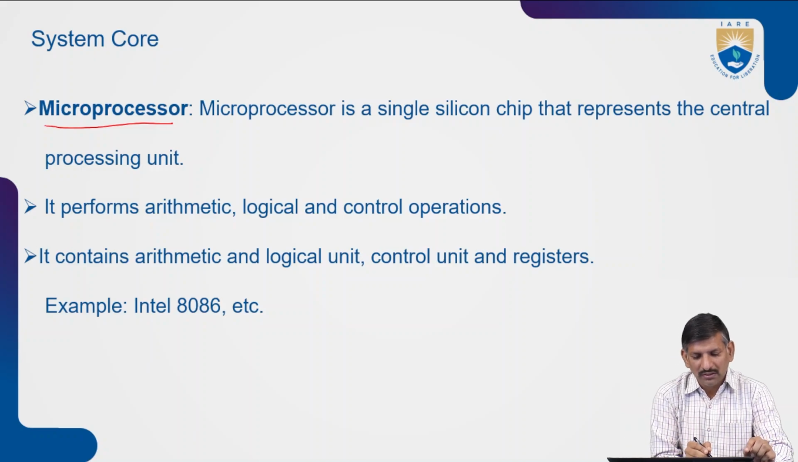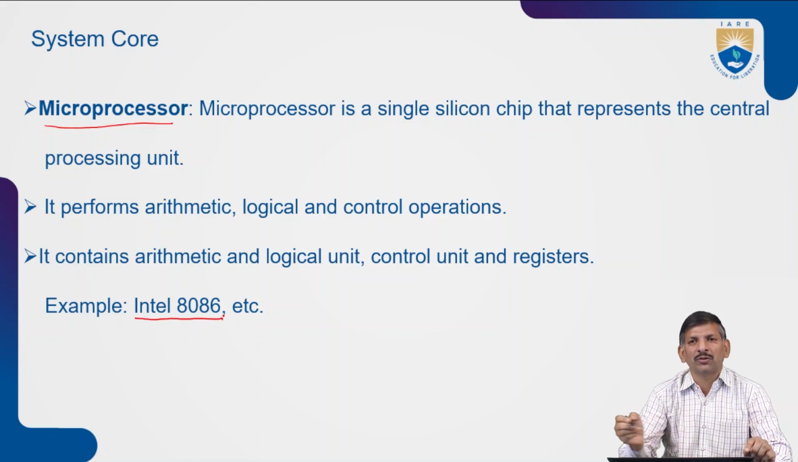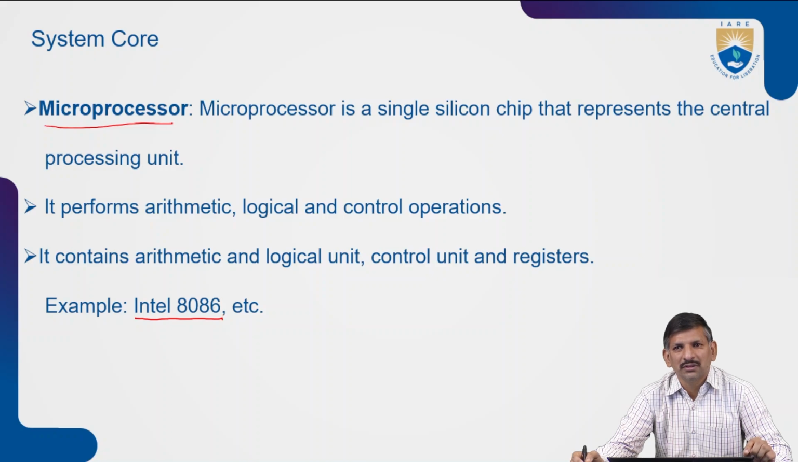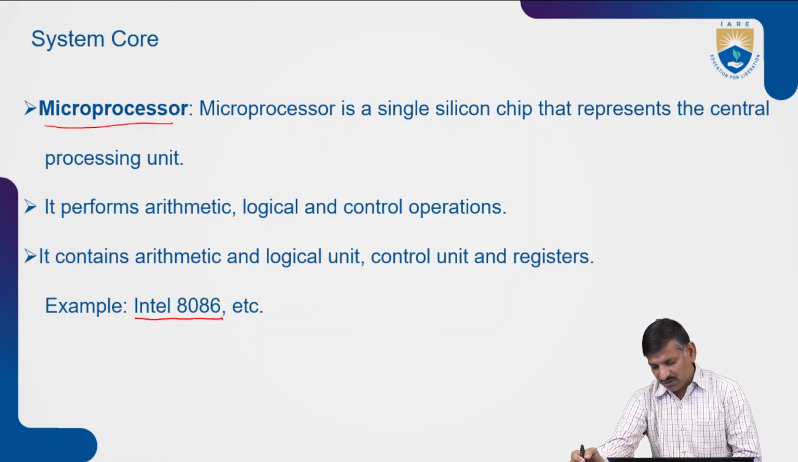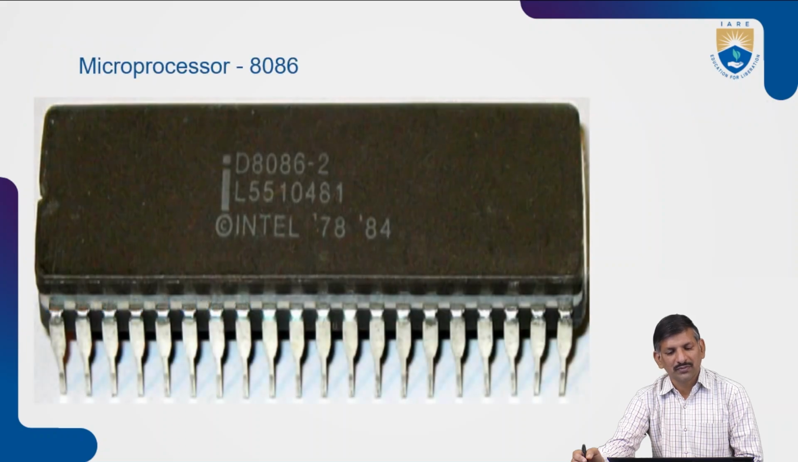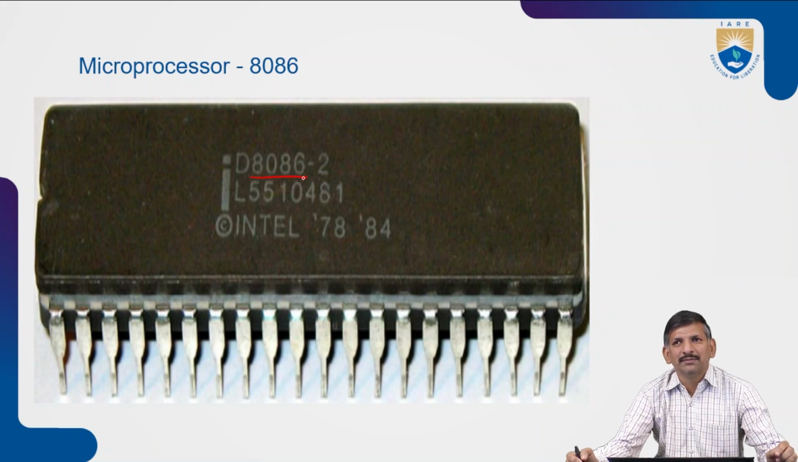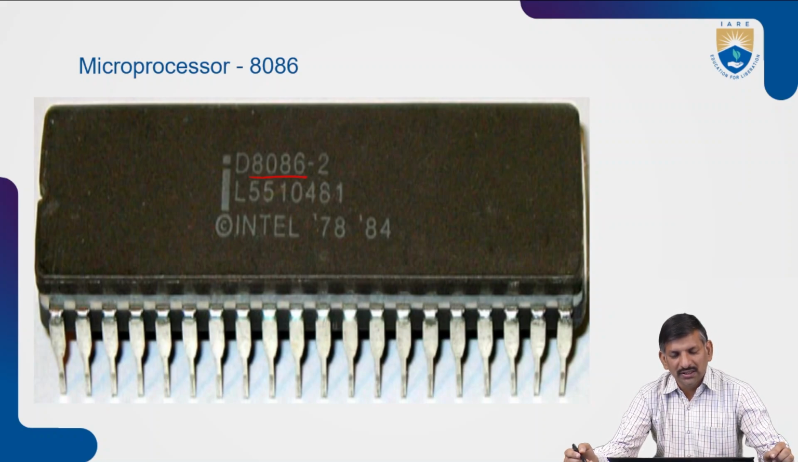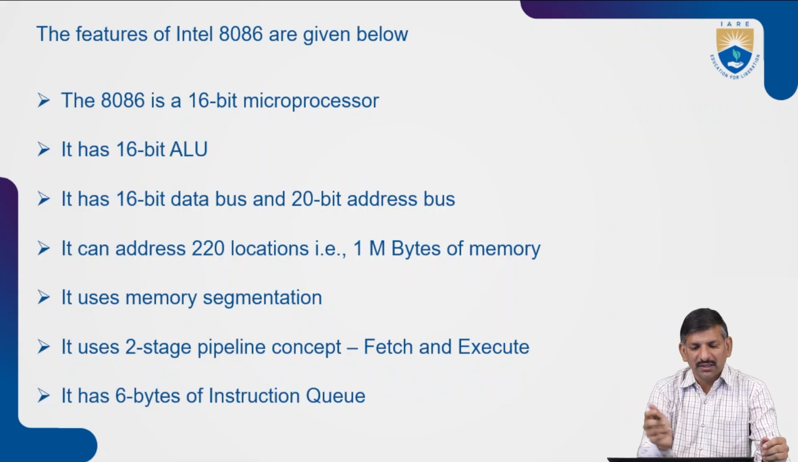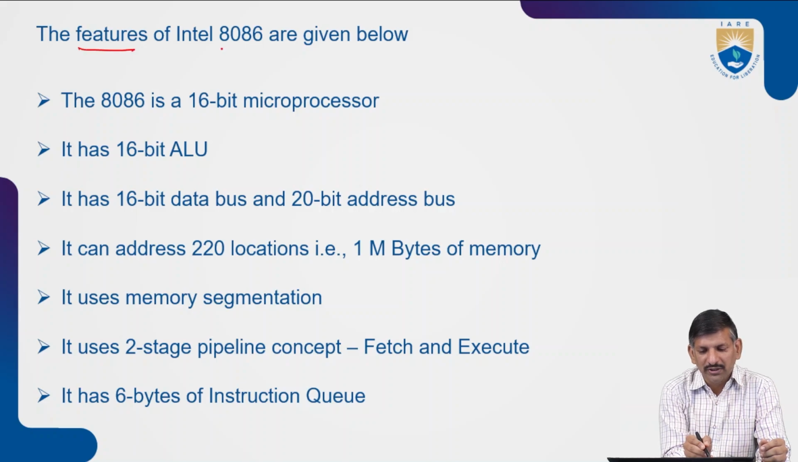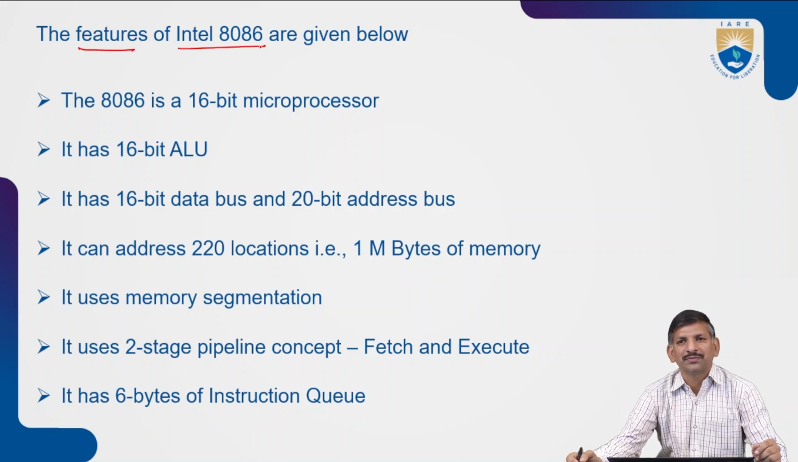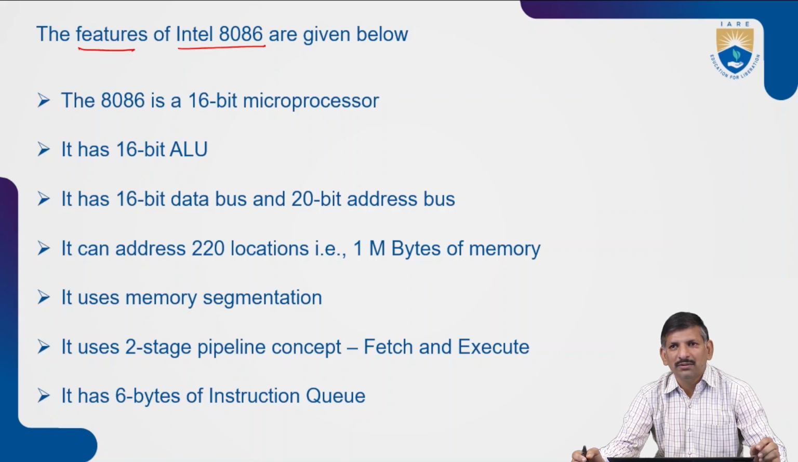An example is the Intel 8086 microprocessor. We will discuss its features and architecture. This is the 8086 microprocessor IC, available in a 40-pin dual in-line package. First we discuss the features of the Intel 8086 microprocessor. Processing the instructions means executing the instructions.